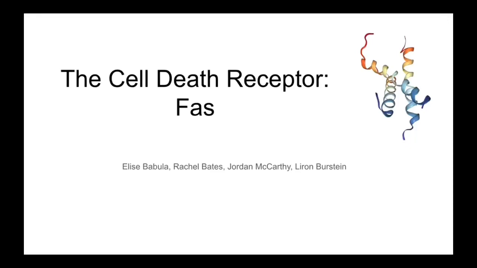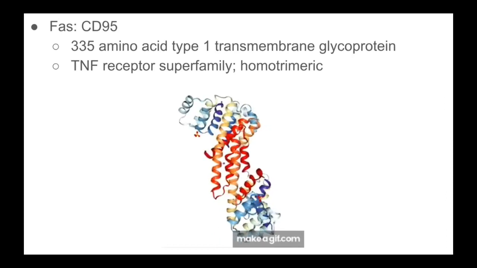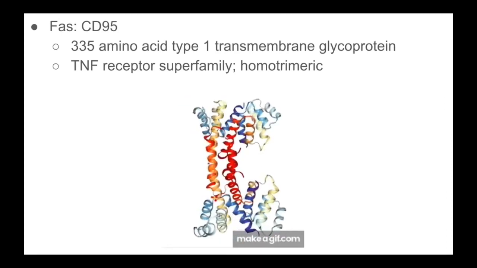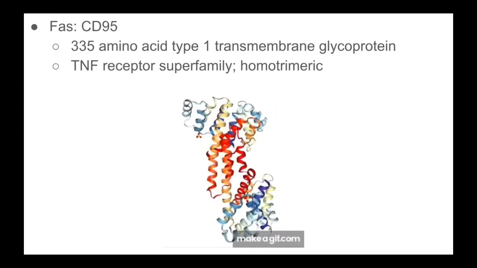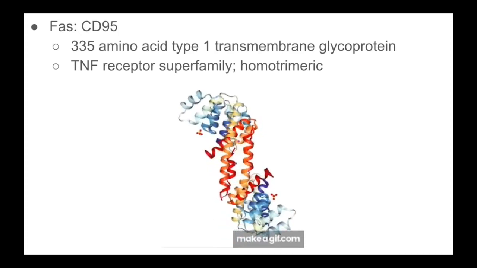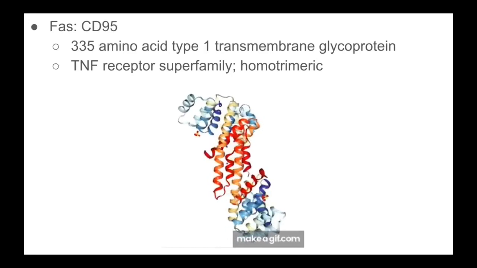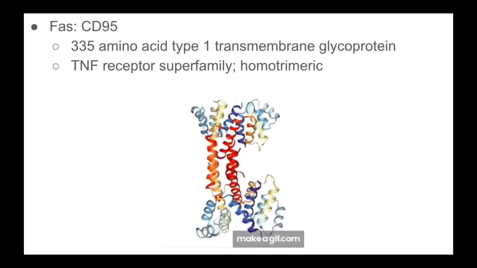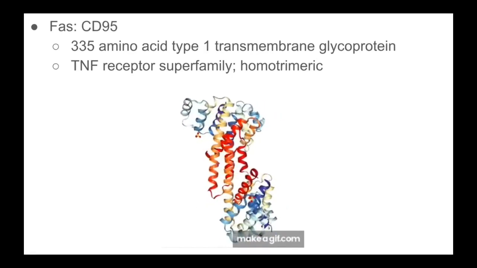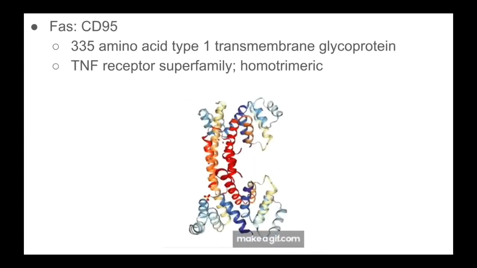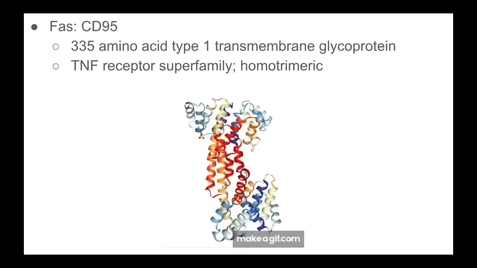Today we are going to discuss the structure and function of Fas, the cell death receptor. Fas is a 335 amino acid type 1 transmembrane glycoprotein located on the cell surface. The receptor and its ligand, Fas-L, are both membrane-bound homotrimers. Fas is generated from the CD95 gene and is part of the TNF receptor superfamily.